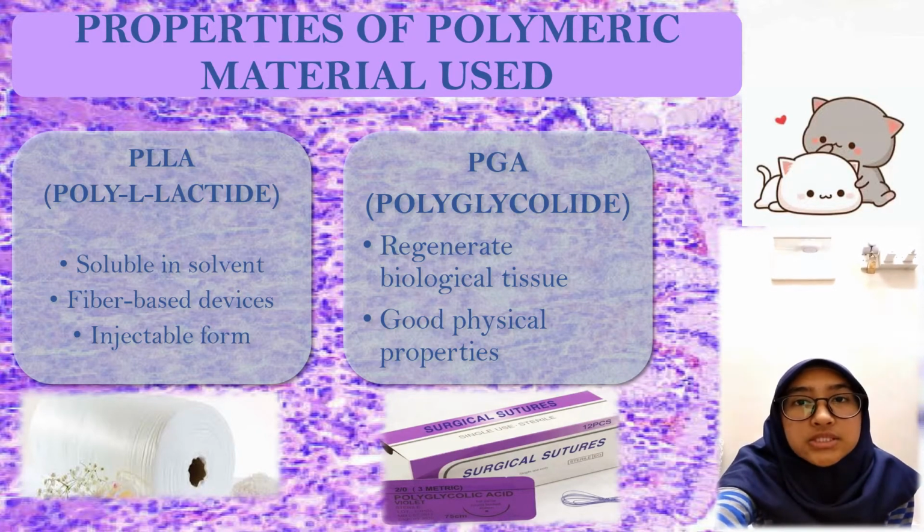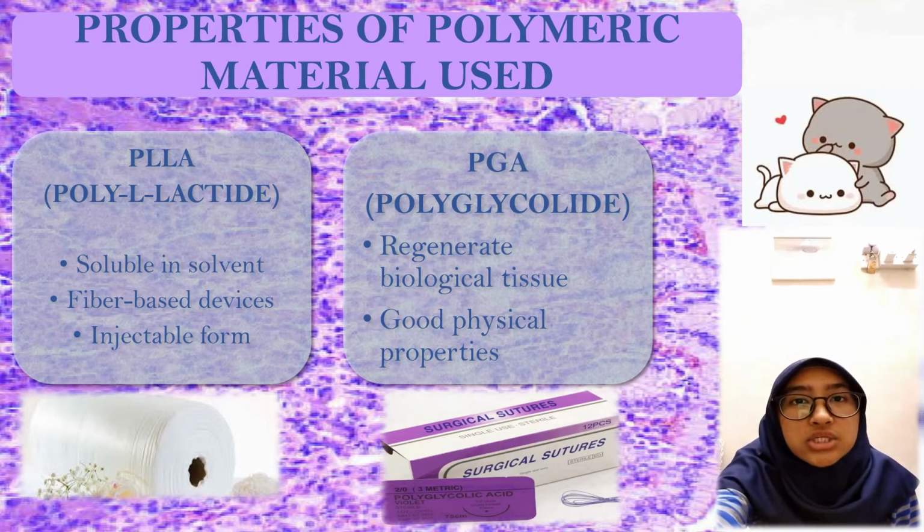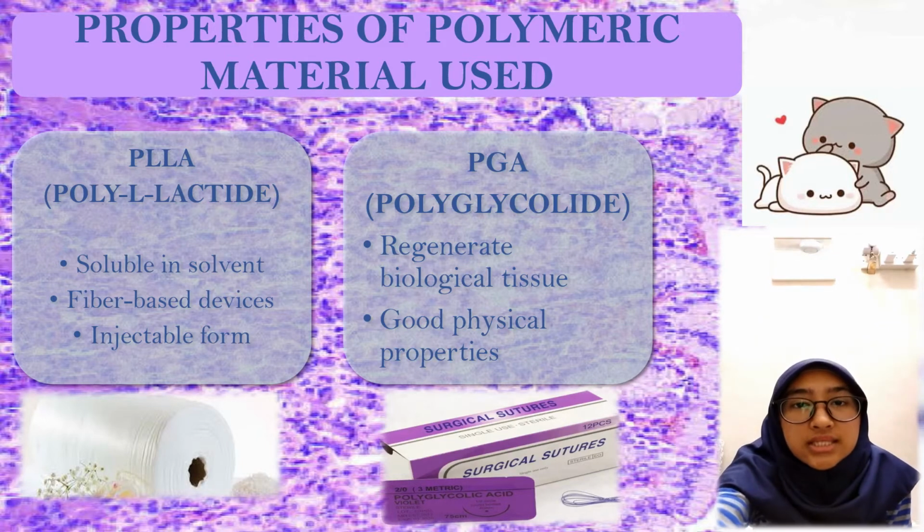The second material is PGA, polyglycolide or polyglycolic acid. PGA can be used to regenerate biological tissue. If PGA is combined with fibrin, it will create a very successful tissue adhesive and give a much stronger sealant than other biomaterial combinations. PGA also has good physical properties, including melting and boiling point, and density.